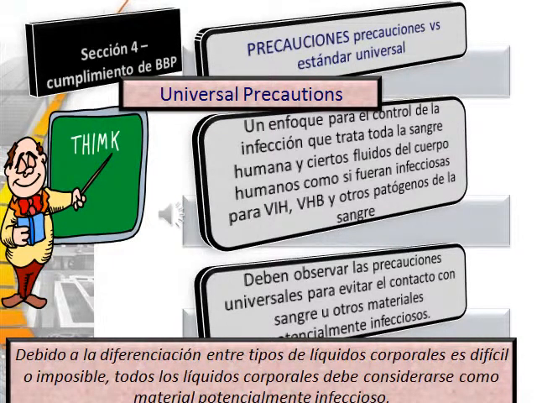Universal precautions versus standard precautions. Universal precautions are defined as an approach to infection control that treats all human blood and certain human body fluids as if they are infectious for HIV, HBV, and other blood-borne pathogens. Universal precautions must be observed to prevent contact with blood and other OPIM. Because differentiation between body fluid types is difficult or impossible, all body fluids must be considered potentially OPIM.